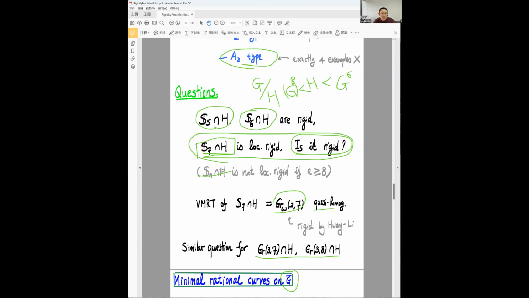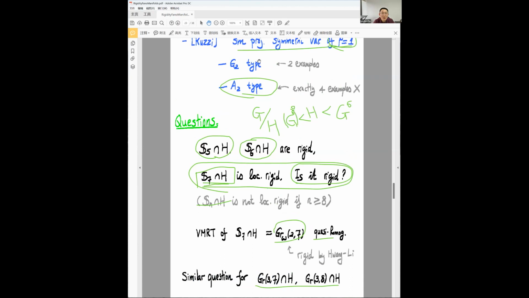Okay, interesting. I see. Yeah. Thank you. So this example is quite related to this example, this G2. Because in this G2, it has two examples. One example is quite easy to treat, but the other G2 is a little bit hard to do.